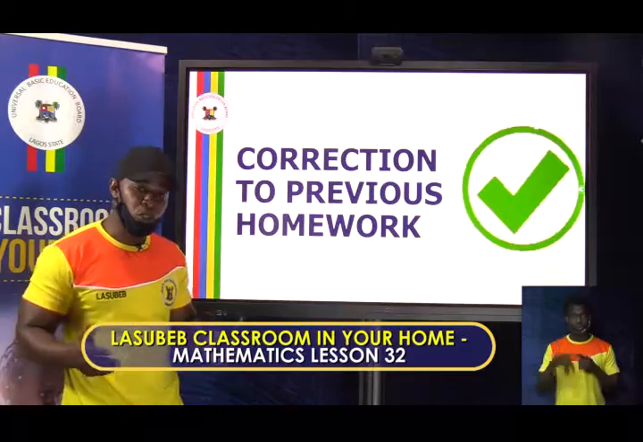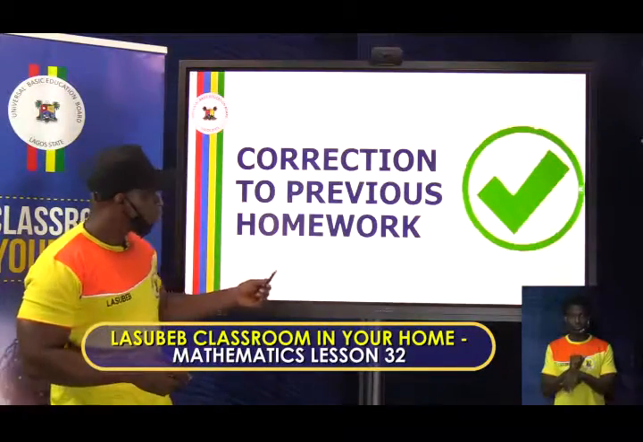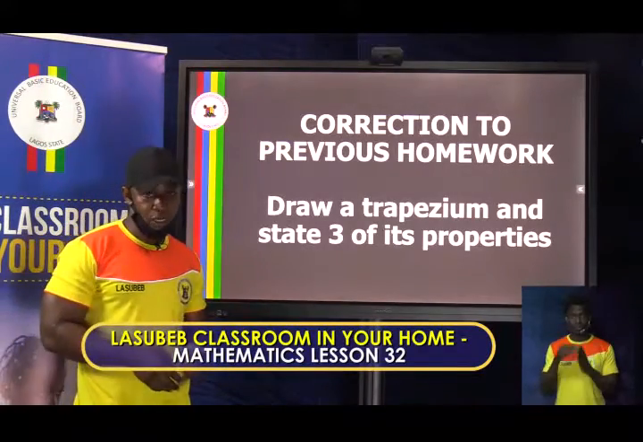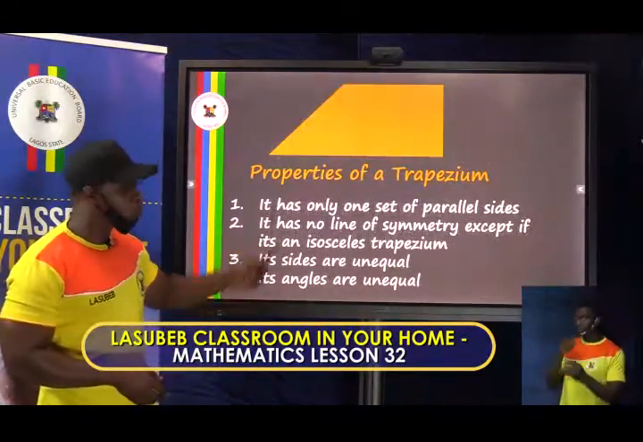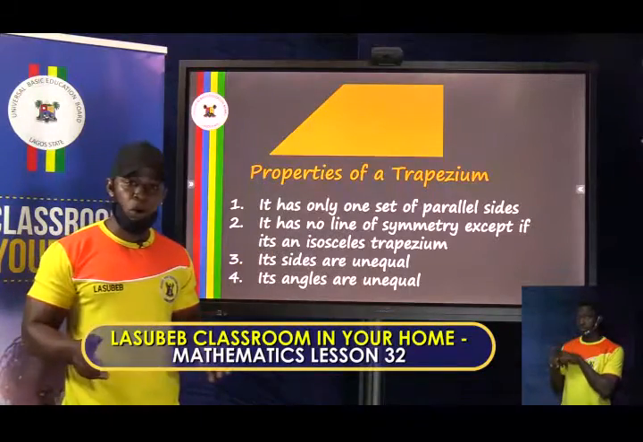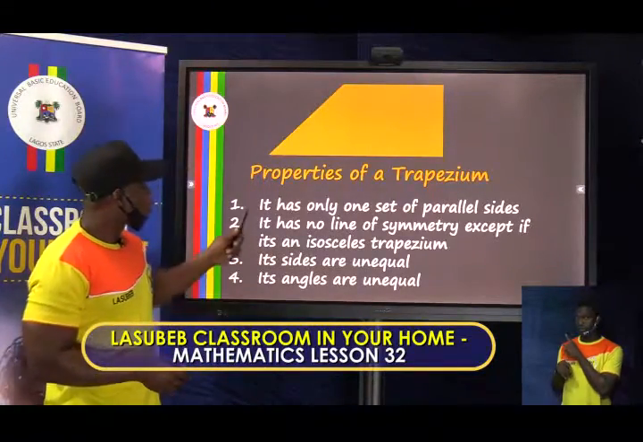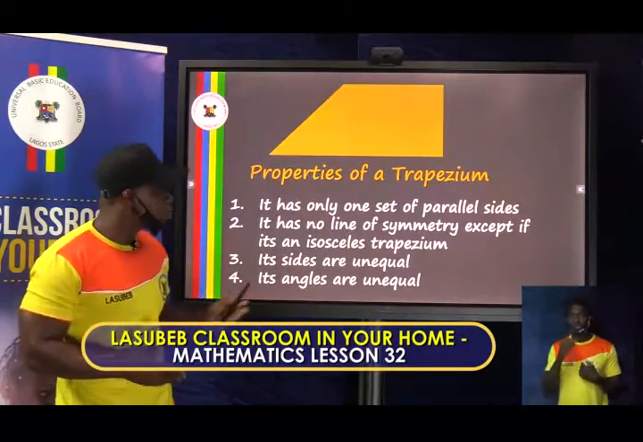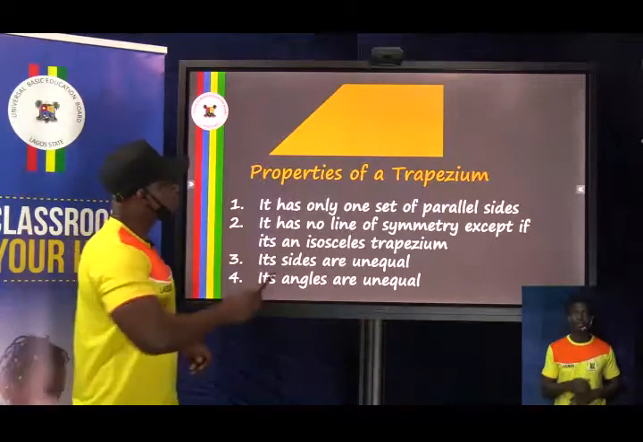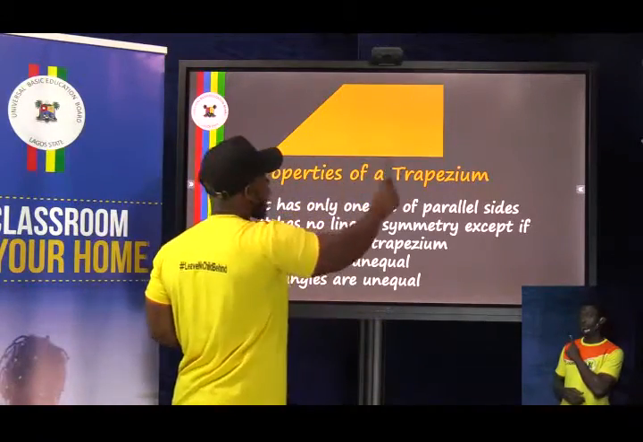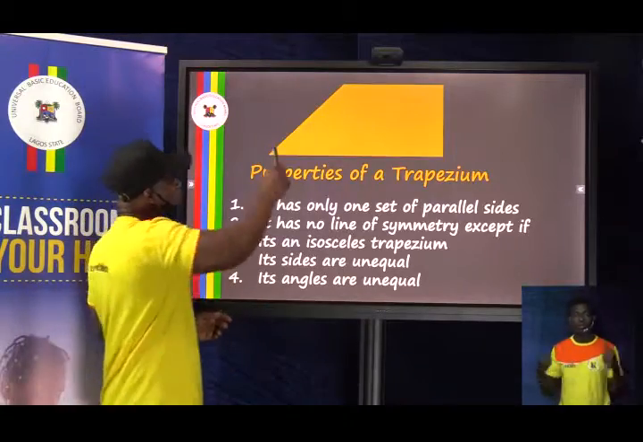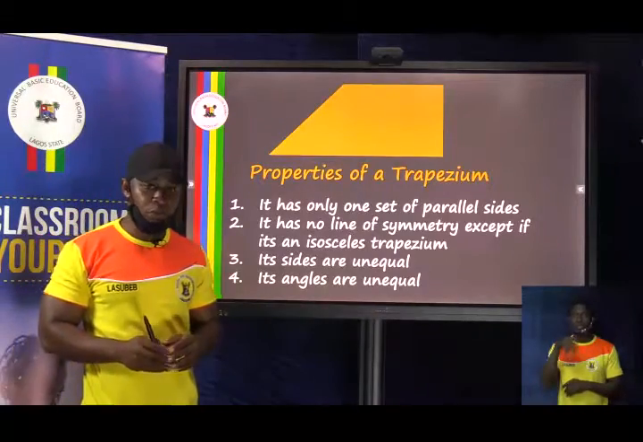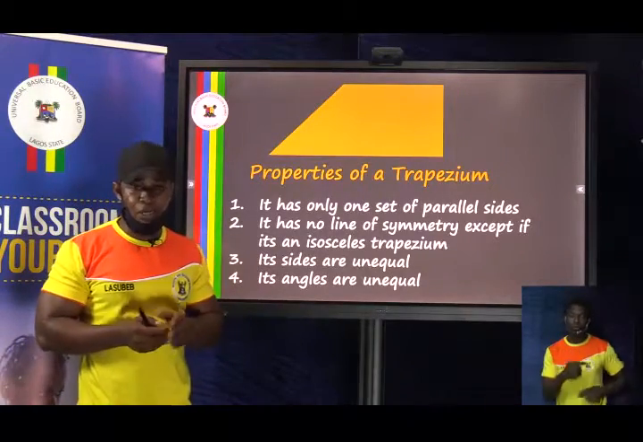Let's begin with correction to our last homework. You were asked to draw a trapezium and state 3 of its properties. So this is what your trapezium should look like, or you could draw an isosceles trapezium. What are the properties of a trapezium? First one here says it has only one set of parallel sides. Yes, and that is the line above here and the line below in this case. The other opposite sides are not parallel, and that's how you identify a trapezium anyway. Only one set of opposite sides are parallel.